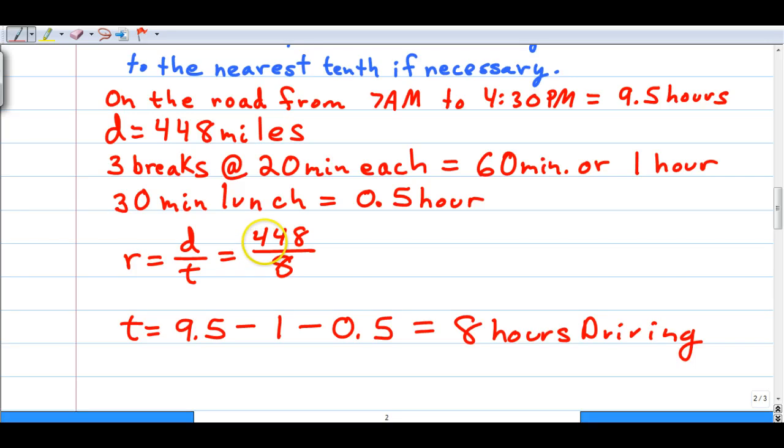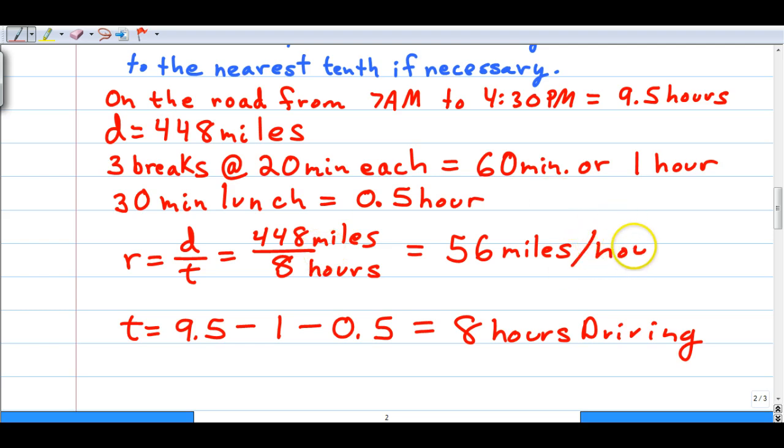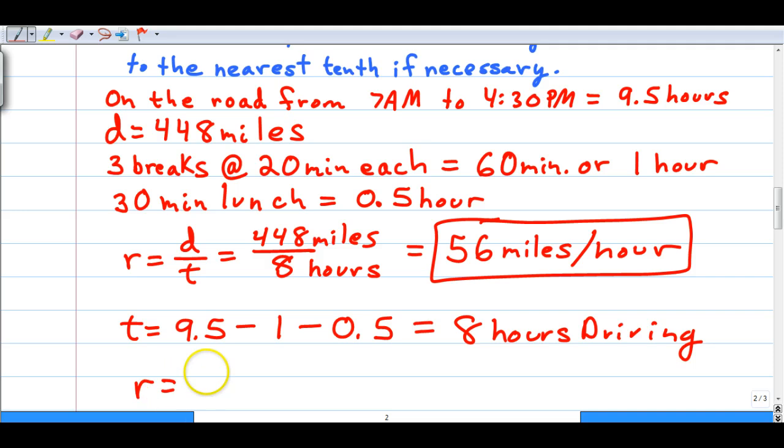So let's finish this out. This was 448 miles for the units and 8 hours. So 8 will go into 448 56 times. So we have 56 miles per hour for our final answer. So the rate was equal to 56 miles per hour.